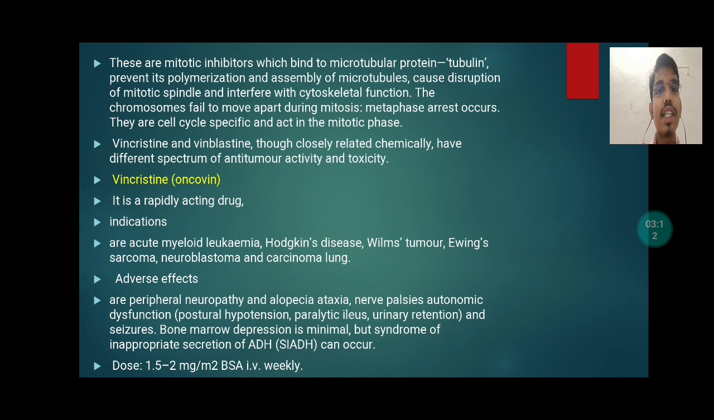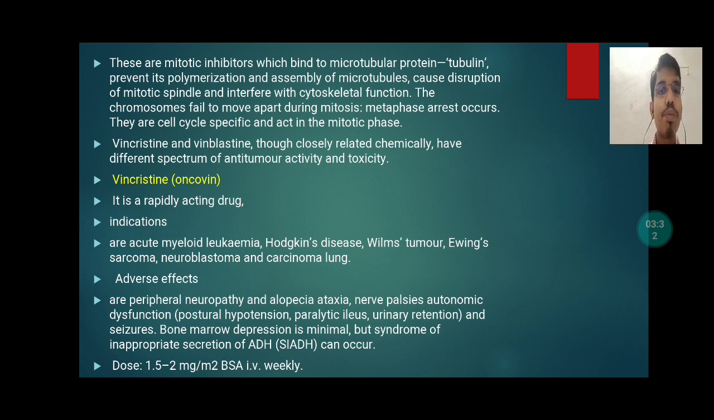The drug in this category is vincristine. Vincristine is a mitotic inhibitor, and it is used in the case of acute myeloid leukemia, Hodgkin disease, Wilms tumor, Ewing sarcoma, neuroblastoma, and carcinoma of the lungs. What are the adverse effects of this vincristine drug?